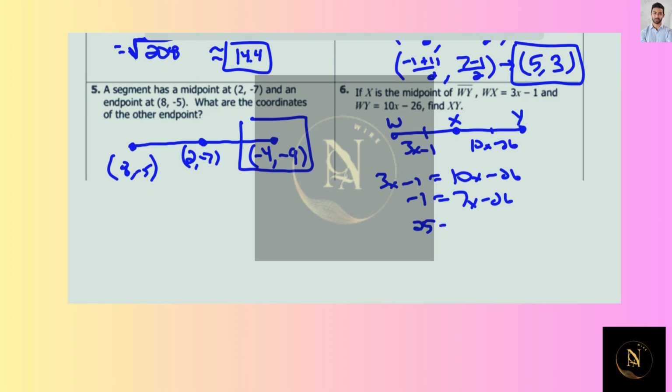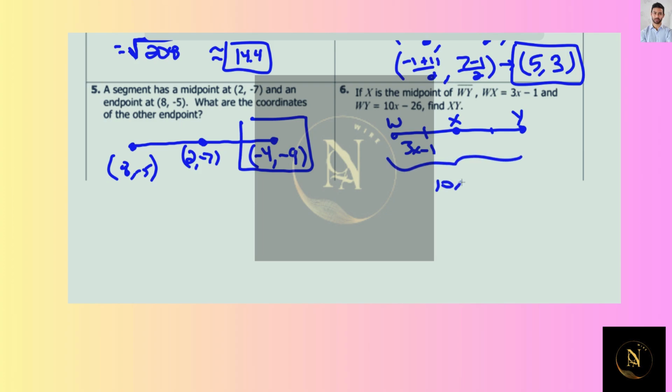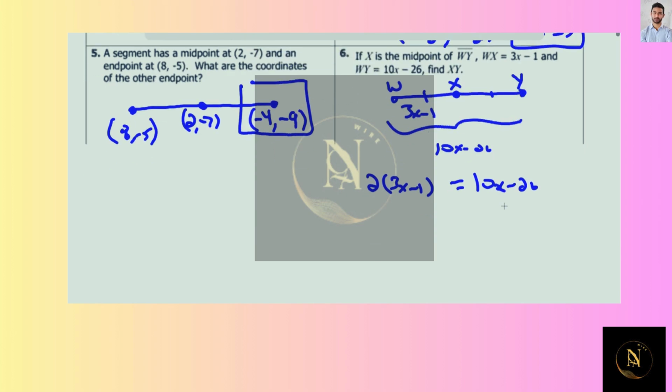I got carried away, made an assumption here, didn't read carefully. So let me fix this for us here. WY is 10x minus 26. So we could double the 3x minus 1, and that should be the whole thing, 10x minus 26, because the 3x minus 1 is half of that.